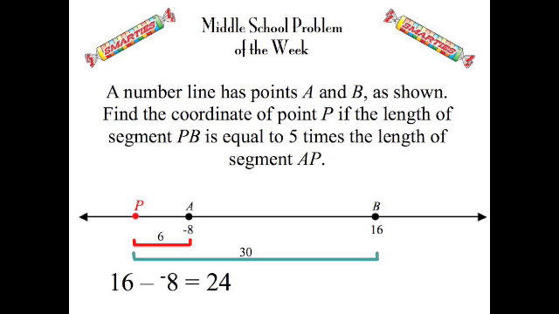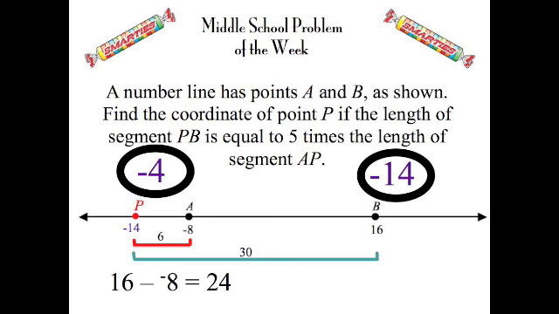And we need to find the coordinate of the point that is 6 units to the left of -8, and that is -14. So one of our answers is -14. Our other answer is -4. Either one of which is acceptable as an answer to this week's problem of the week.